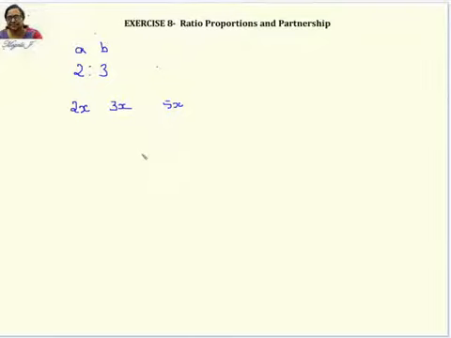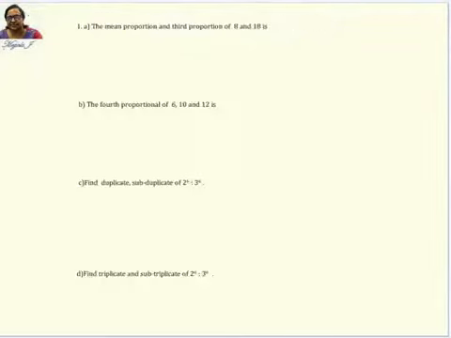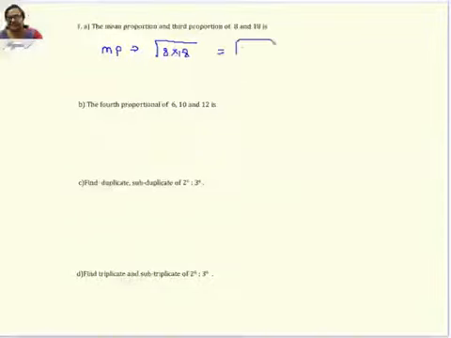So almost whatever you have done in percentage, ratio problems are also of the same kind. There won't be much difference in that. Okay, we'll go for the first problem. The first one is just that you have to know the definitions of all this, and for that reason it is given: find the mean proportion and the third proportion of 8 and 18. Mean proportion, when you consider, is nothing but MP is root of 8 into 18.